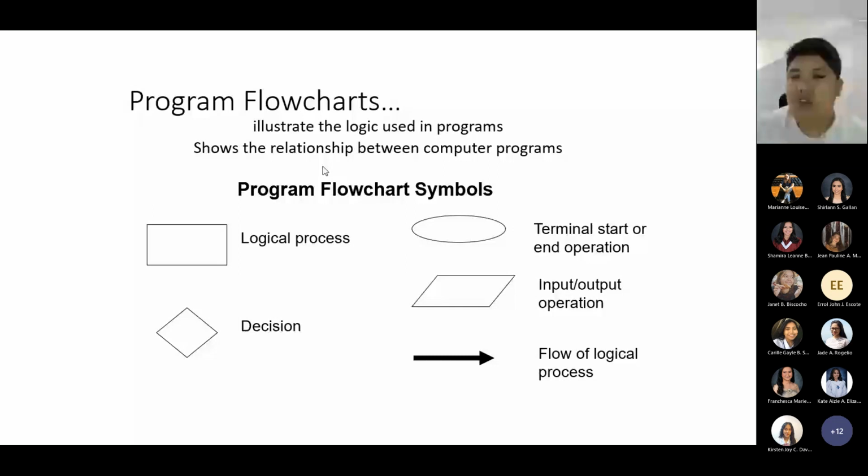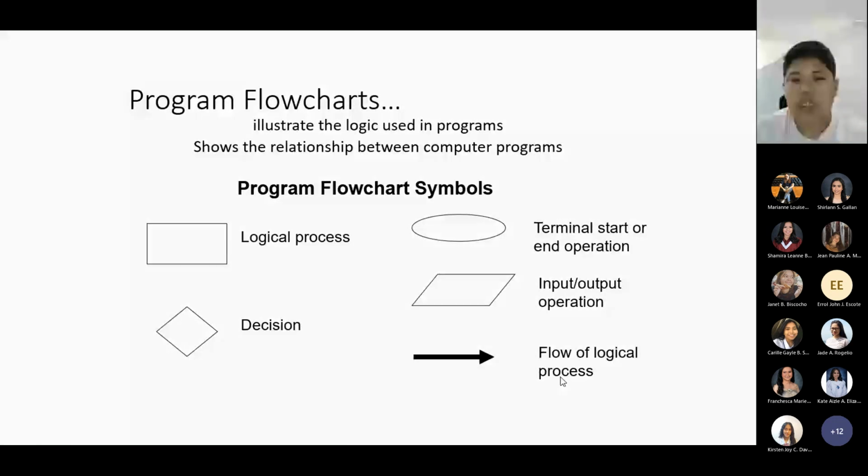Ito naman yung mga need mong symbols for a program flowchart. Logical process for rectangle or yung process na ginamit. Yung diamond is for decision. Itong oblong is for terminal start or end operation. Itong isa is your input and output operation. And yung arrow is the flow of logical process.